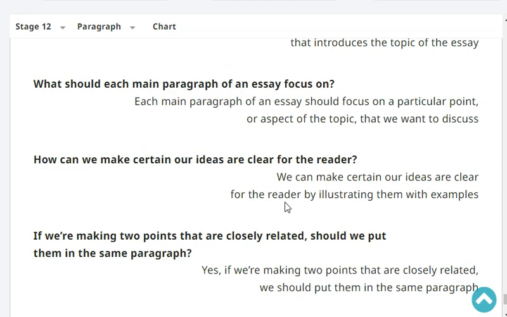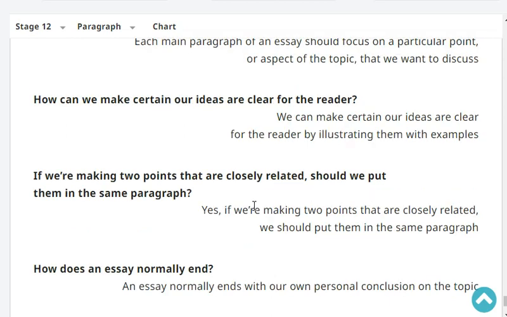What should each main paragraph of an essay focus on? Each main paragraph of an essay should focus on a particular point or aspect of the topic that we want to discuss. Very good.